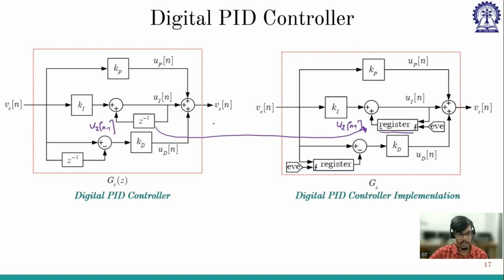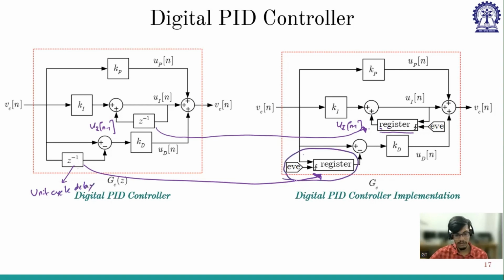So for Z inverse, we have here one register, and here also for Z inverse we have one register. What we are actually doing is taking the previous value, storing it in a register, and using it in the next cycle, which will actually give Z inverse. Z inverse is nothing but unit cycle delay. So in the digital domain, Z inverse means unit cycle delay. So we use a register which will store the value of the previous cycle, which will be used in the present cycle.